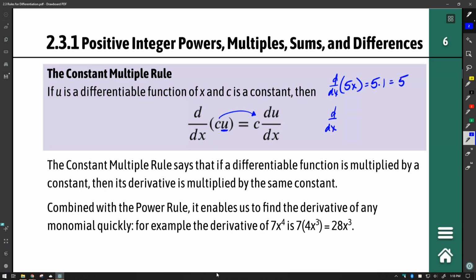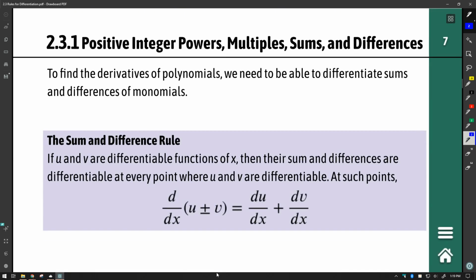If we looked at the derivative of, say, 3x to the fourth, we would have the 3 as a constant coming along for the ride times the derivative of x to the fourth, which we now know is 4x cubed, for a final answer of 12x cubed. So any constant before a function as a multiplier is also a constant as a multiplier in the derivative. And we see down below, combined with the power rule, it enables us to find the derivative of any monomial very quickly. Here's an example. The derivative of 7x to the fourth is 7 times 4x cubed, which is 28x to the third.